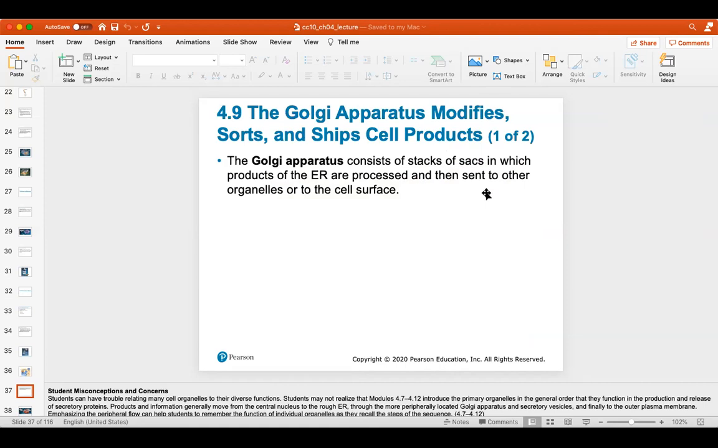And then the Golgi apparatus will modify, sort, and ship all the cell products. And the Golgi consists of stacks of sacs in which products of the ER, the endoplasmic reticulum, will be processed and then sent to other organelles to the cell surface.